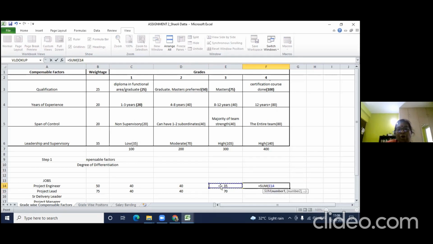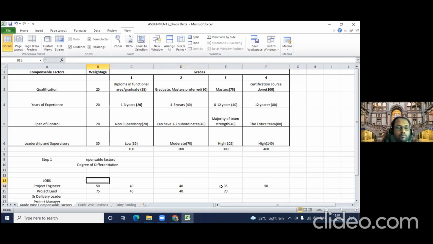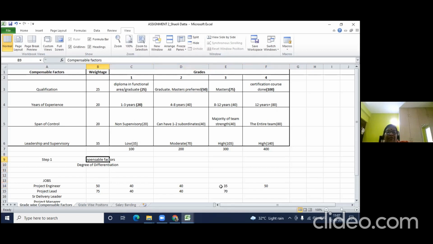Above that, above 50. When you go back, it will be easy for you to see what you have done. Put the name of the compensable factor also there so that you are very clear. Just add headers there. Qualification. This first one is qualification, just above 50.